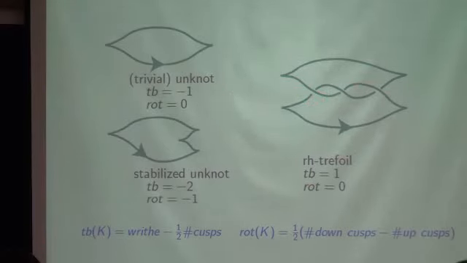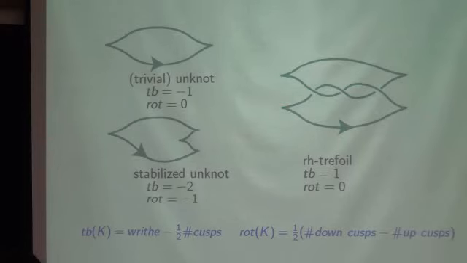So these are all positive crossings. So we get +3, and then we have -2. So we get a TB of 1, and then you look at the rotation, and we have to work with down cusp minus up cusp. So we have an up cusp, and down cusp, down cusp. So here we get 0.